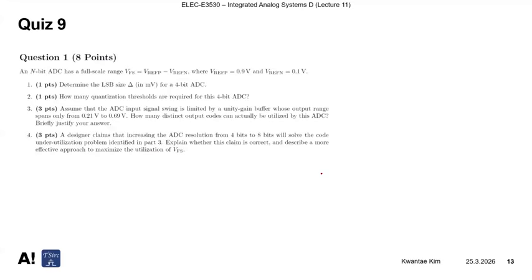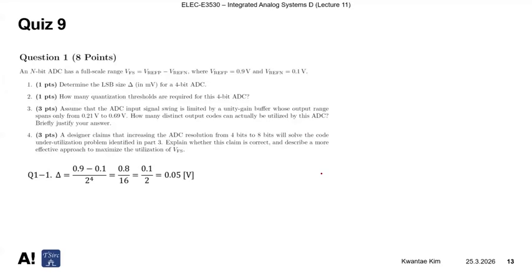So this is quiz 9, question 1. We have an n-bit ADC with a full scale range. The full scale range is reference P minus reference N, where reference P is 0.9 volt and reference N is 0.1 volt. Determine the LSB size delta for a 4-bit ADC. This is quite straightforward. LSB is equal to the full scale divided by the number of output digital codes, 2 to the power of 4. Then 0.8 divided by 16 gives 50 millivolt.